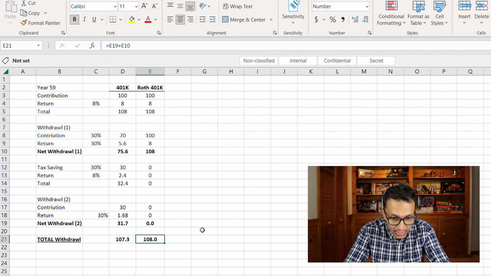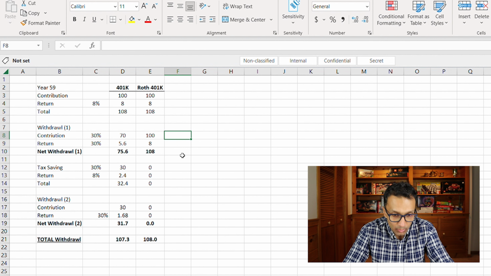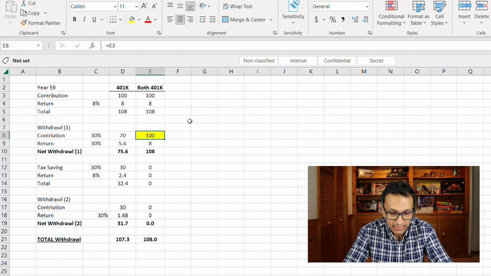Now let's see which element makes it lower. When we compare the numbers, we see that we get our contribution back in both instances. So here we get $100 back, so let's color it yellow. And let's find this $100 in 401k, which is this 70 and this 30. I'll color this in yellow as well. So we get our contribution back in both cases. In 401k, we get 70 and 30 back, which is 100, and in Roth 401k, we get 100 back as well.